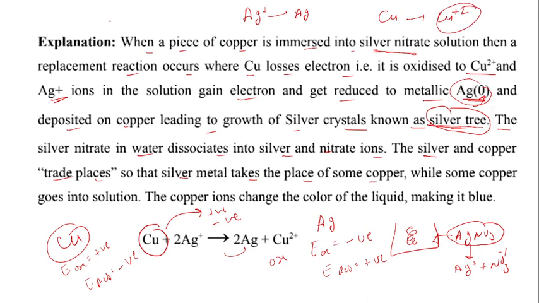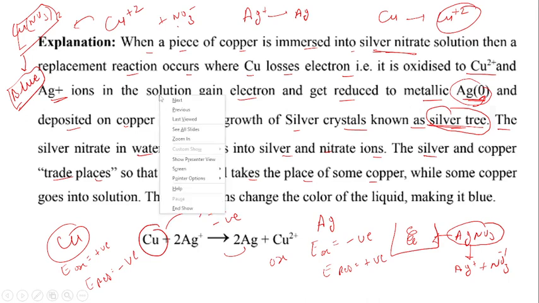Why will the color change? This Cu plus 2 will react with the nitrate ion, which is already present in the solution. And it will make what? It will make copper nitrate. Obviously, it will make copper nitrate and it will give blue color. So the color of the solution will also change due to this reaction.